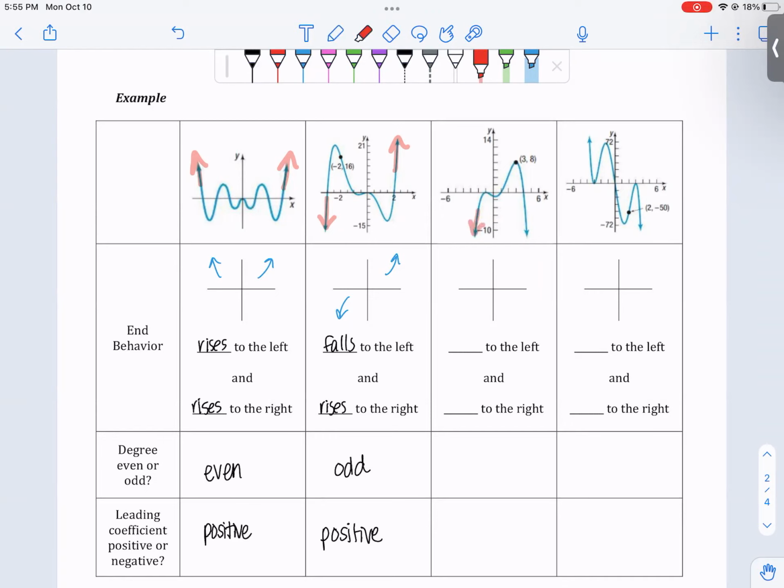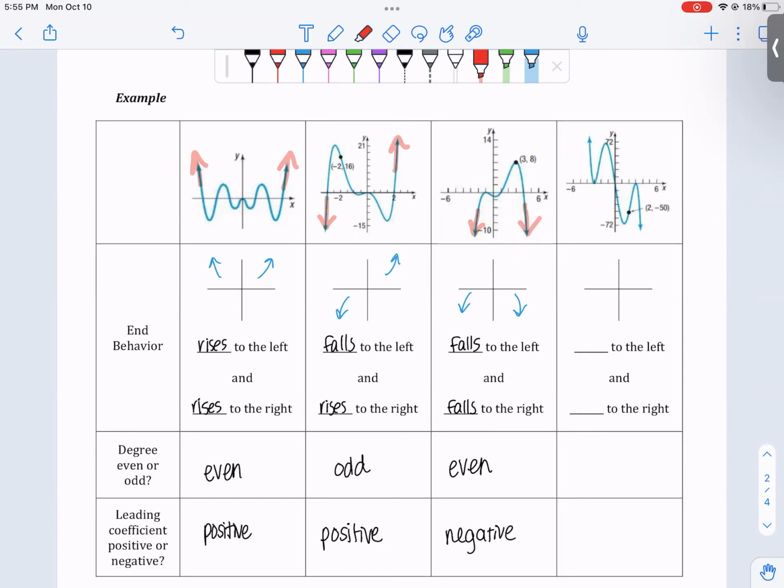For this next one, on the left side, it goes down, so it falls to the left. On the right side, it also goes down, so it falls to the right. Because the end behavior goes in the same direction, they both go down. This is an even degreed polynomial. And the leading coefficient, well, let's look on the right-hand side. The right-hand side goes down, so that is a negative leading coefficient.